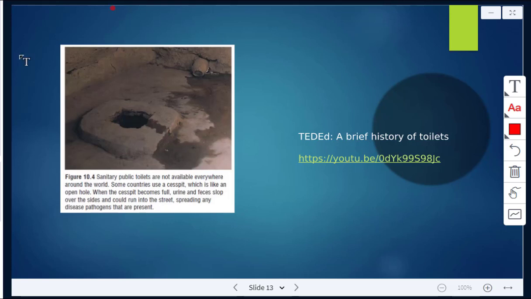All right, this figure is just showing that sanitary public toilets are not available everywhere around the world. Some countries use a cesspit like this, just an open hole. And when that cesspit becomes full, urine and feces are just going to come out of that hole and then can run into the street and again spread diseases and sickness from the pathogens that are present.